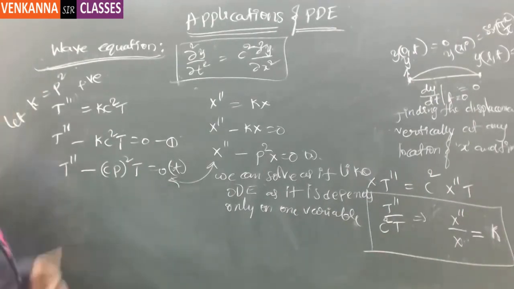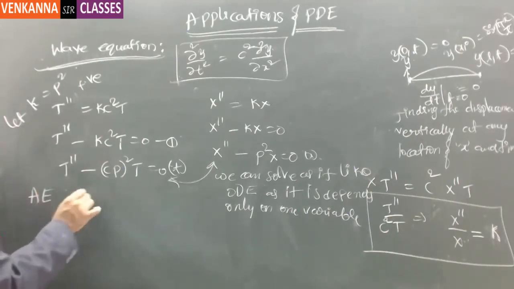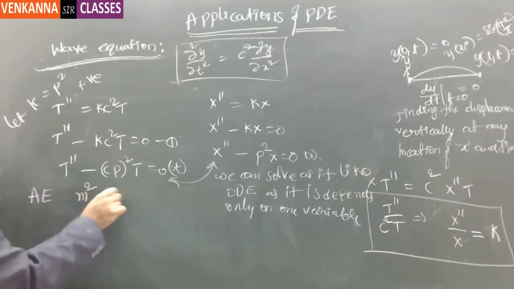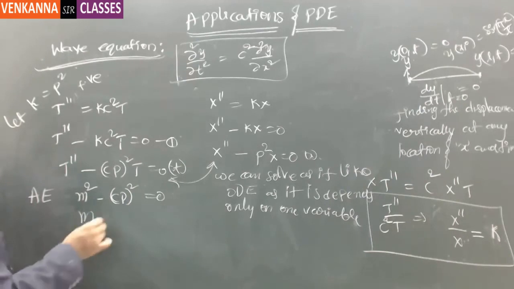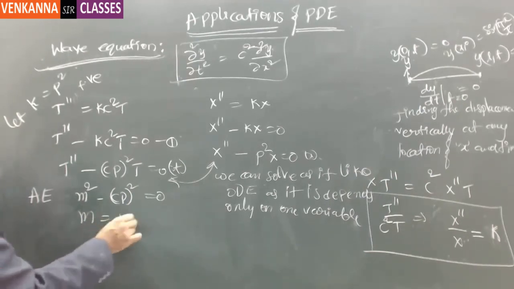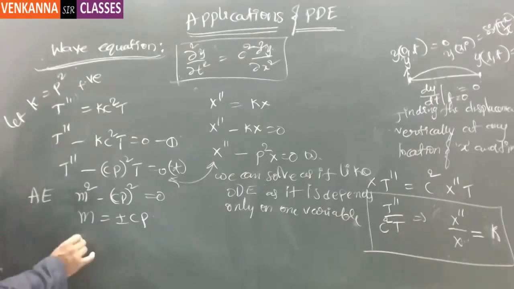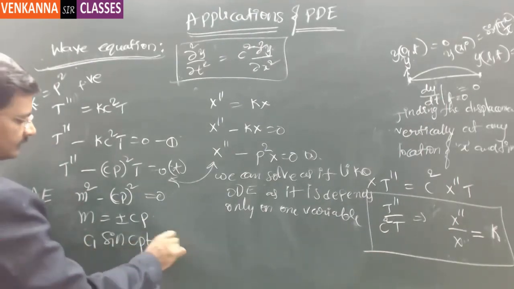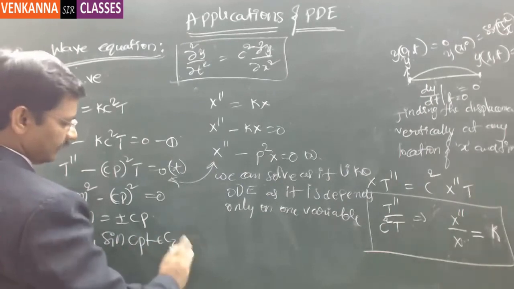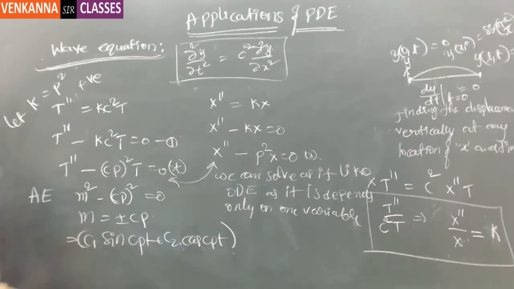Okay. So now the auxiliary equation to solve this differential equation is m square minus c square p square equal to 0, or m is equal to plus or minus cp. So the solution for this particular equation is c1 sin cpt plus c2 cos cpt. So this is the solution, which is nothing but the solution for this differential equation, which is equal to t.